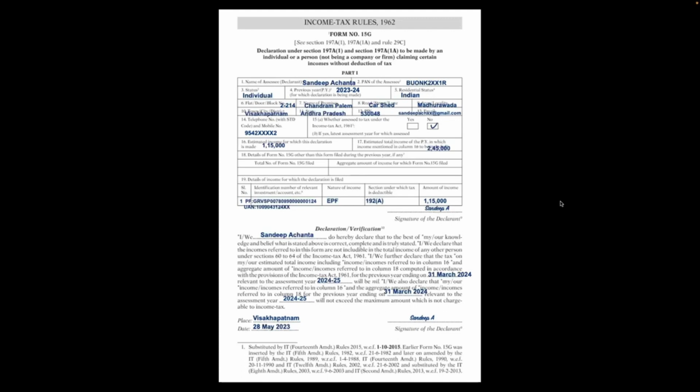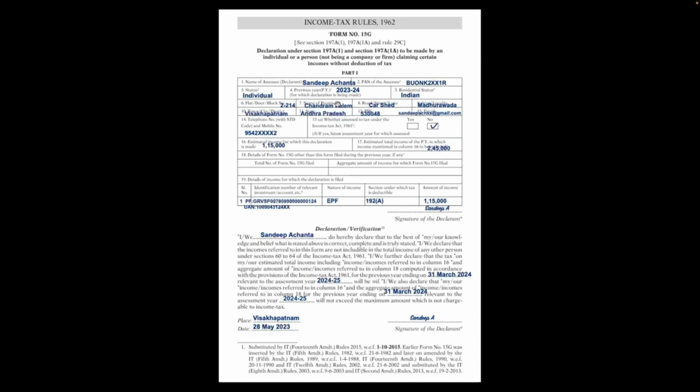Let's see how to fill Form 15G. In field number 1, write your name. In field number 2, write your PAN number. In field number 3, mention status as individual. In field number 4, mention the current financial year. Here the financial year is also called the previous year.